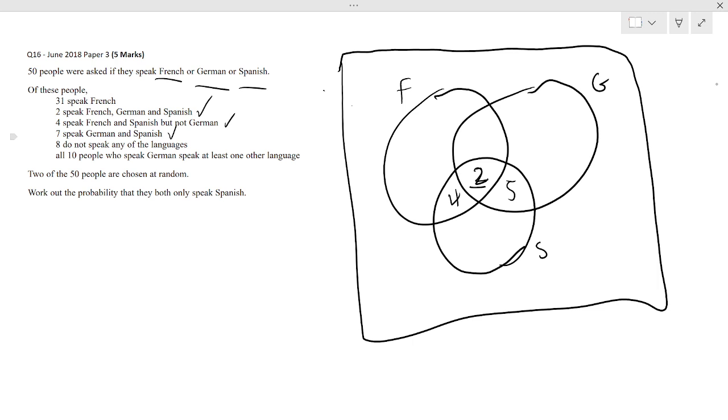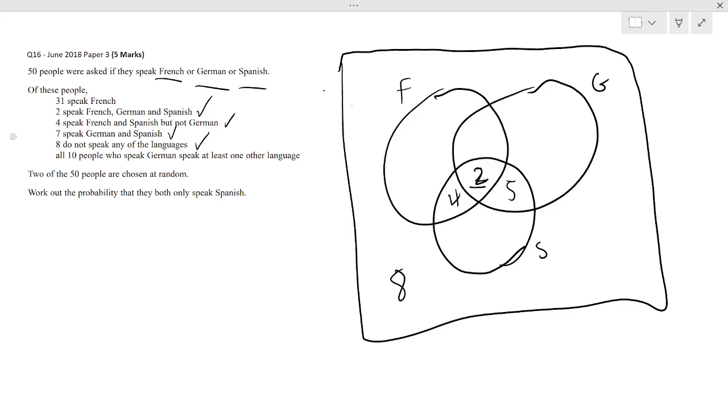31 people speak French. Okay, but I need to fill in one of these 2 bits first. Let's leave it there. 8 people do not speak any of the languages. Well, that's telling you 8 is going to be outside the box. So 8 people do not speak any language. So now we use that.